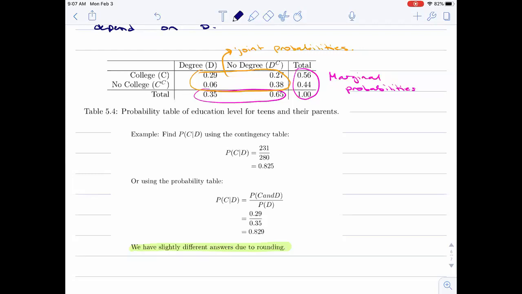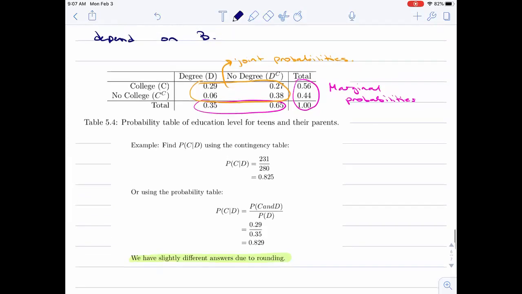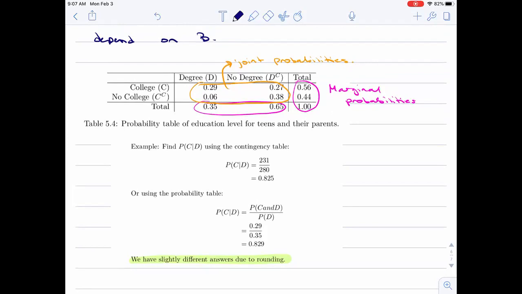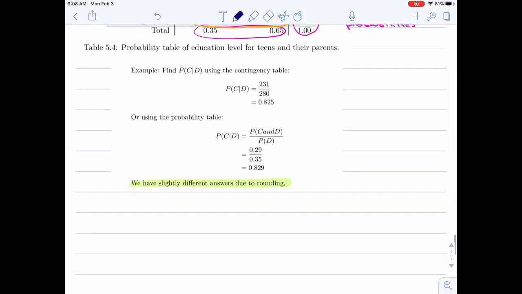Here, if I'm using the probabilities, right, the probability of C and D over the probability of D is how I can rearrange this thing, right? And so the probability of C and D has a probability of 0.29. And then the probability of D is 0.35, so 0.29 over 0.35. But both that 0.29 and 0.35 have likely been rounded, right? And so even when I use those rounded values, these are rounded values making up another rounded value, and that's why we're going to have slightly different results. But as long as you show me what you're doing and showing your work, then you're fine. Okay.